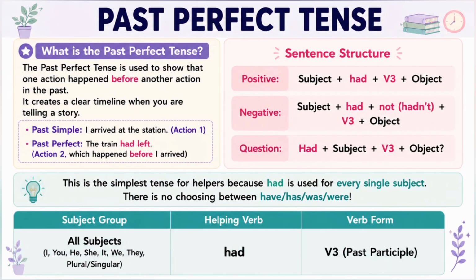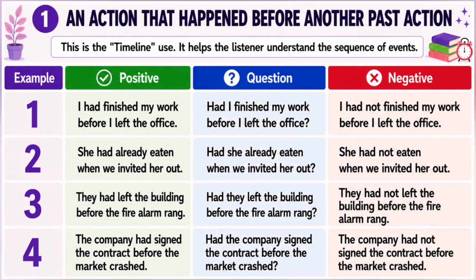Remember, all subjects use had, and the main verb is always in verb 3, the past participle form. Now let's see where we use the past perfect tense. The first use is an action that happened before another past action. This is called the timeline use because it helps the listener understand the sequence of events.